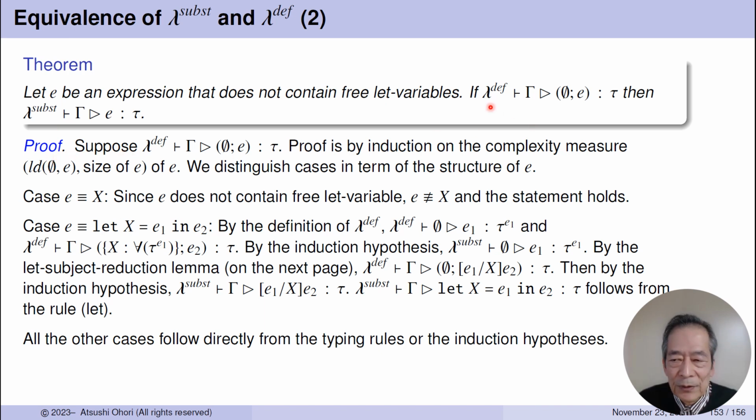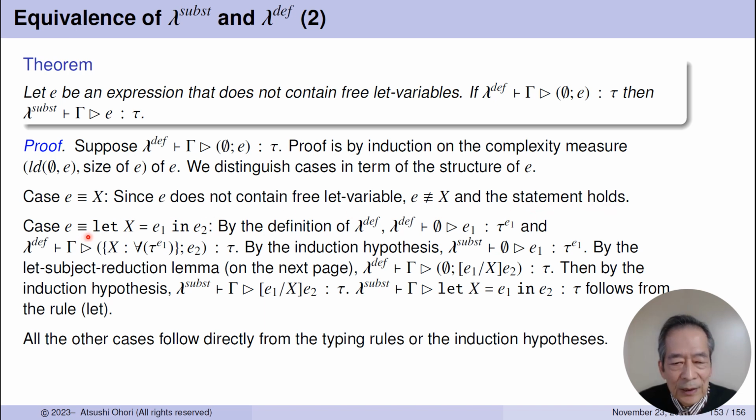We suppose an arbitrarily derived typing of this term, then the proof is by induction on the complexity measure of E. Again, we distinguish cases in terms of the structure of E. Cases other than X and this let expression trivially follow from the typing rules or the induction hypothesis. In the case of X let variable, since E does not contain free let variable, this is vacuously true.